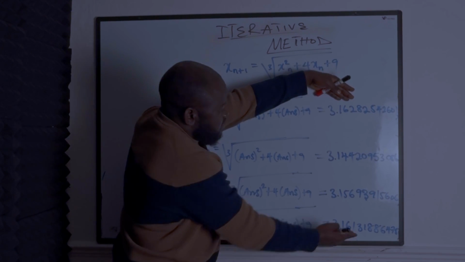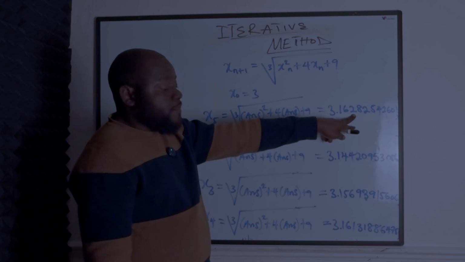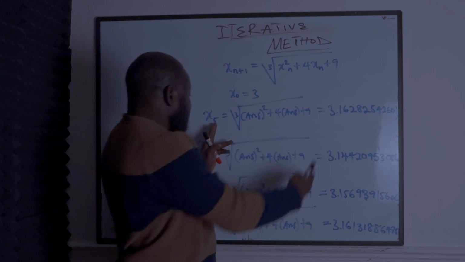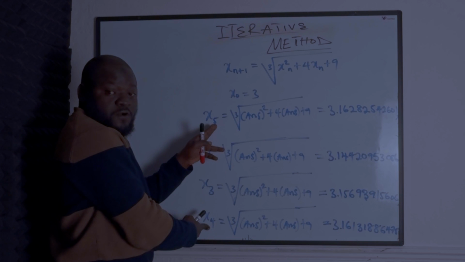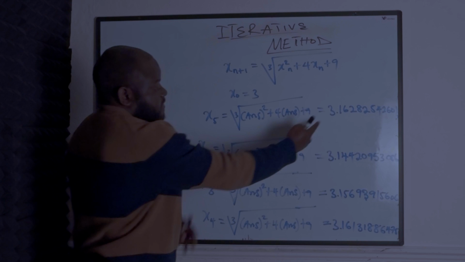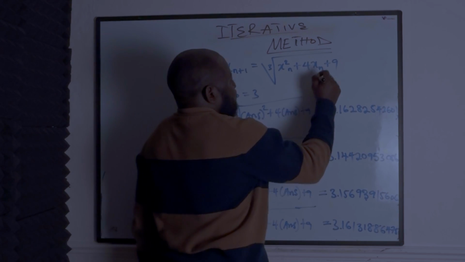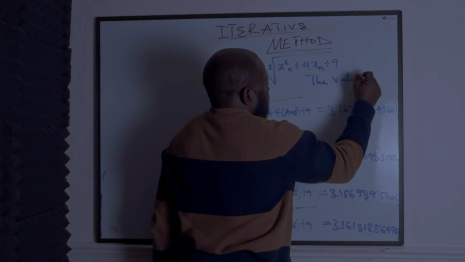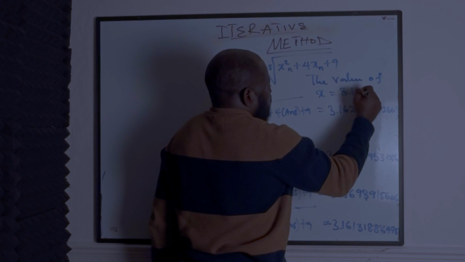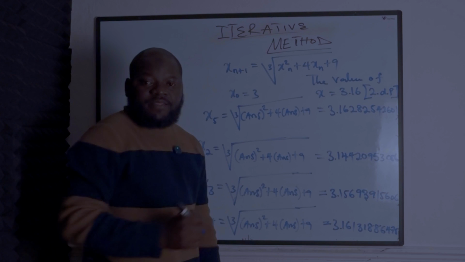as this. If you continue to move further, it's only this one that is going to increase to probably 3. This one is not going to increase. So since x5 and x4, if you approximate them, that is you round them up to 2 decimal places, they are the same thing, then we can stop here and we can say the value of x, which is the solution that we are looking for, is 3.16 to 2 decimal places. I hope you get this now.